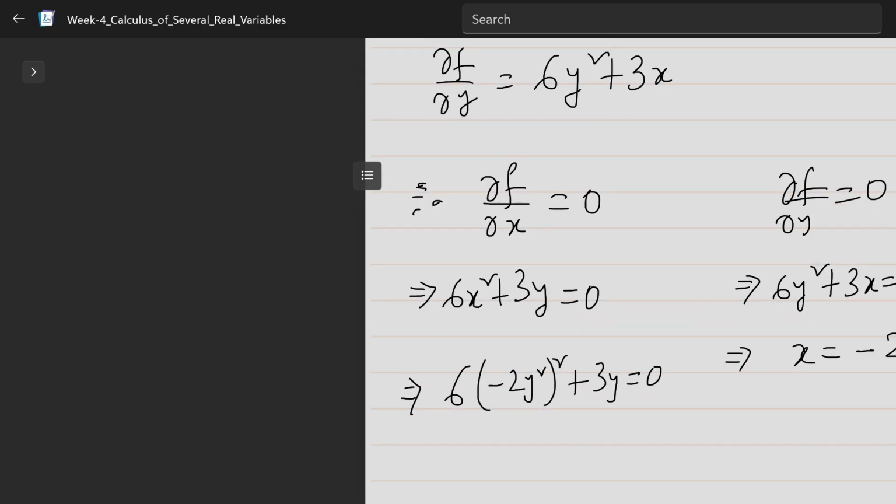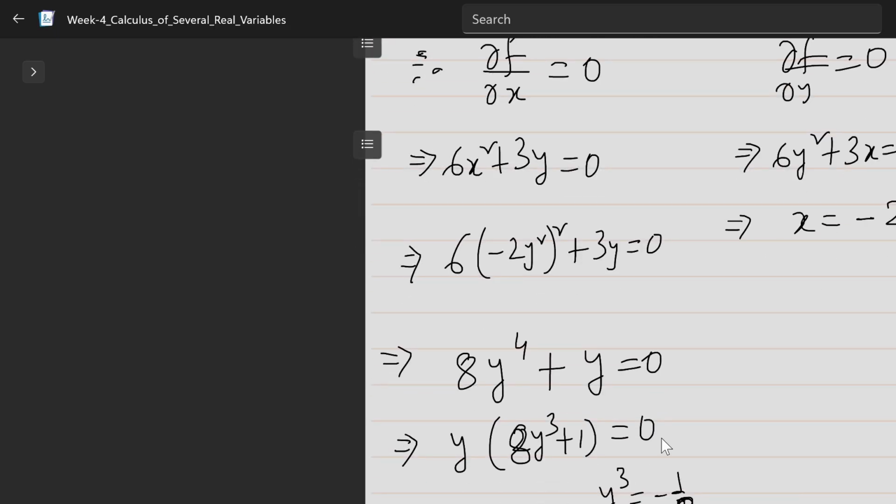So I am taking 3 common. So I'll get 2 into 4, that means 8y power 4 plus y equal to 0, right? So that means y into 2y cube plus 1 is 0, right? So that means y is 0 and y cube is minus half. That means we have to find the real root. Okay, I am sorry, here it should be 8. So it is minus half. X and y are real variables.